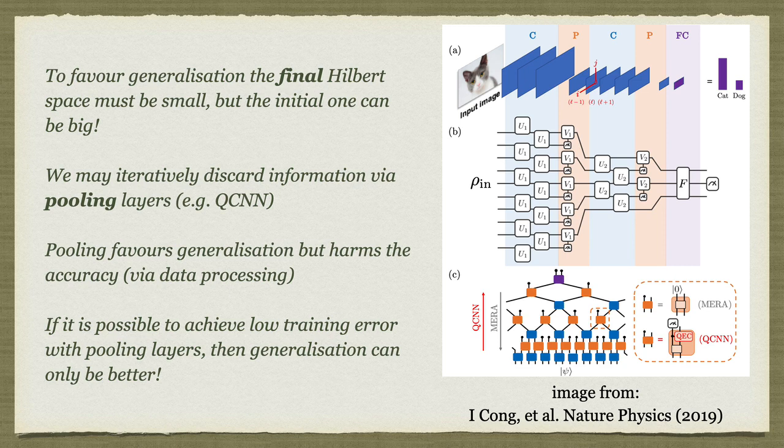So what we can do is iteratively discard information via pooling layers, for instance, as in quantum convolutional neural networks discussed in this paper here. One can prove via data processing inequalities using our entropic bounds that pooling favors generalization but harms the accuracy. So if it is possible to achieve low training error with pooling layers, then generalization can only be better.